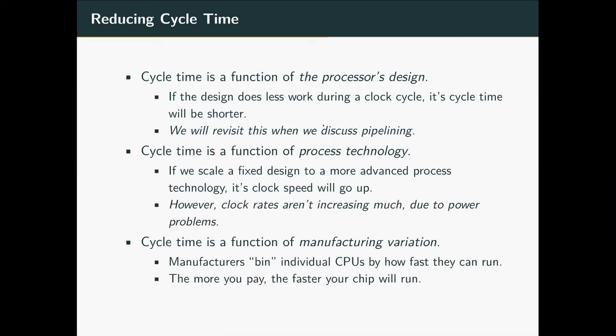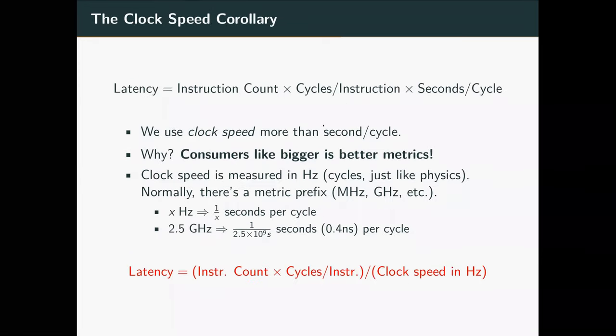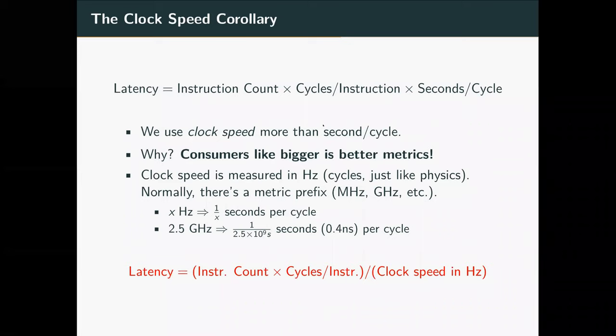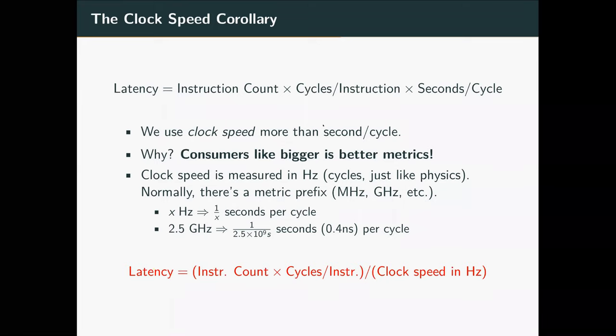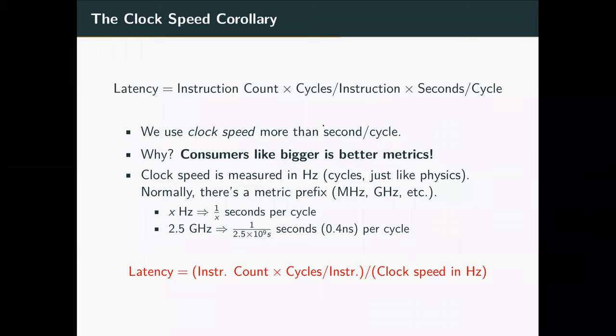Clock speed. This is probably what you hear the most of in marketing, you know, gigahertz, megahertz, stuff like that. It is just the inverse of the seconds per cycle, time per cycle. And the reason is bigger is better, and people like going and buying things that are bigger and better, more than they like going and buying things that are smaller and better. And if you use this, then basically what you need to do is divide by the clock speed instead of multiply by the seconds per cycle. That's all. Okay.